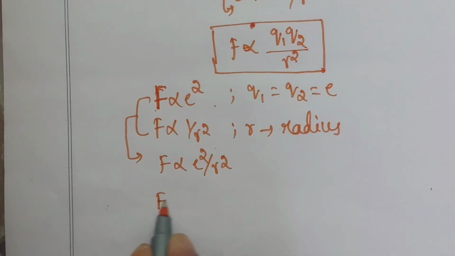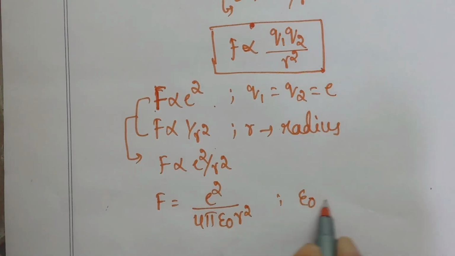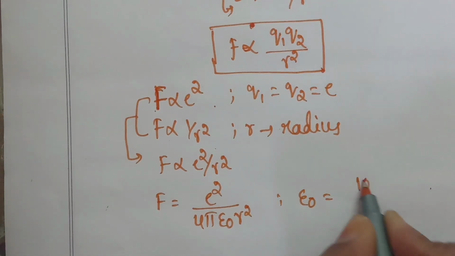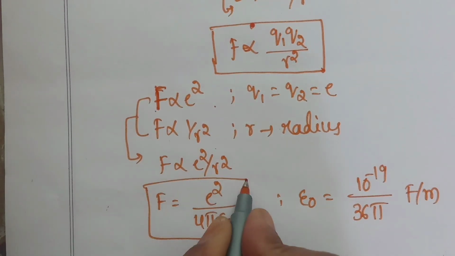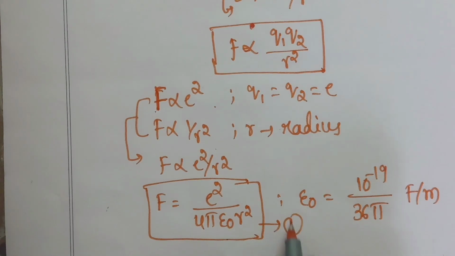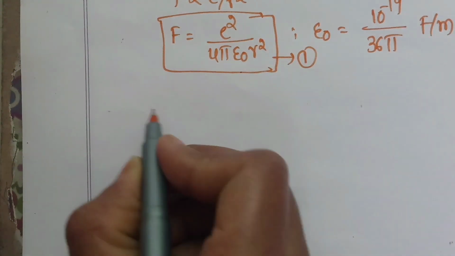If we want to remove the proportion, we have to add a proportionality constant. So F is equal to E square by 4 pi epsilon naught R square, where epsilon naught is the permittivity of free space, that is equal to 10 to the power of minus 9 by 36 pi farad per meter. Let us consider this expression as equation number 1. As the electron is moving around the nucleus in a circular orbit with radius r and with velocity v, the force of attraction given by the above expression should be equal to the centripetal force.